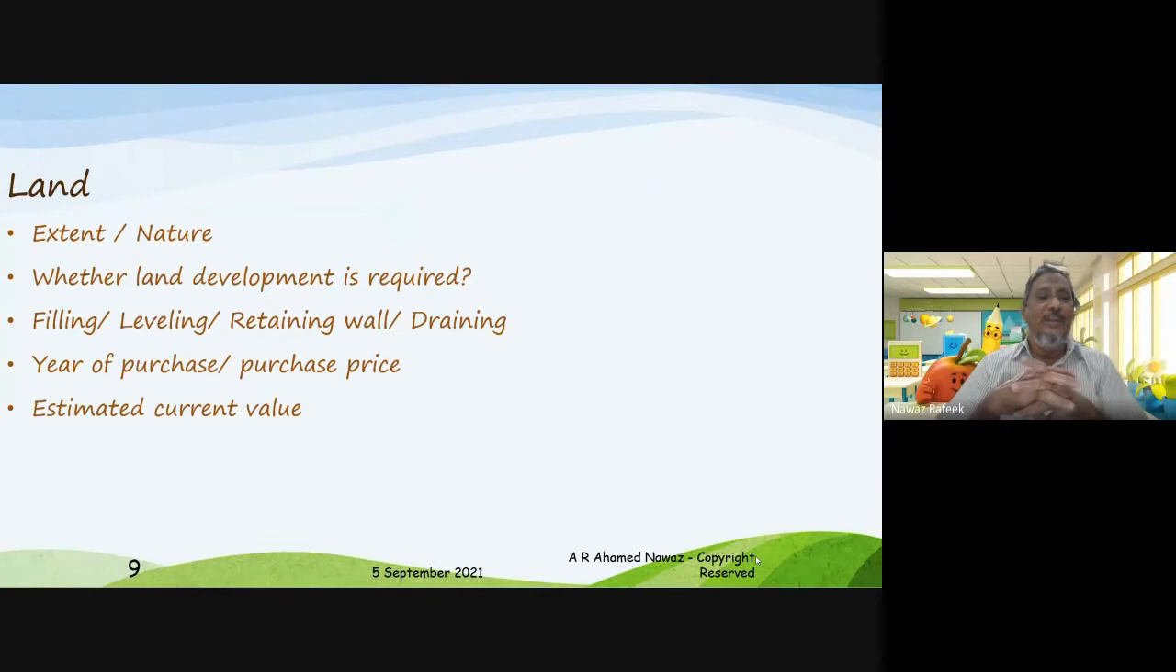Sometimes you may find that certain lands are on the slope of a hill, so they need a retention wall to stop earth coming down in the rainy season. So what things need to be established there? It's very important.